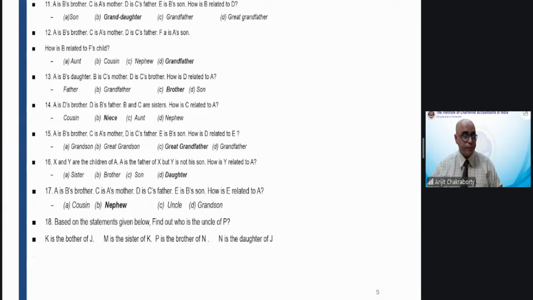Number 18. Okay. Multiple statements and facts. K is the brother of J. So now we are on the 18th question. K is the brother of J. Great. K is the brother, so K is male. M is the sister of K. Very good. So we have M. M is female, and we see that M, K, and J, they are siblings. K is male, M is female.